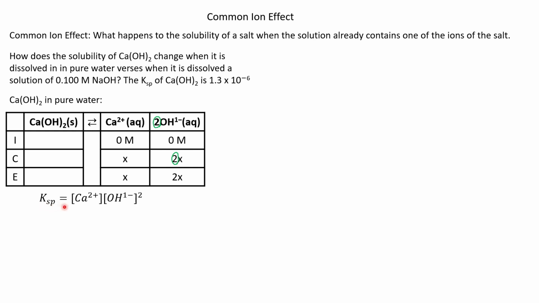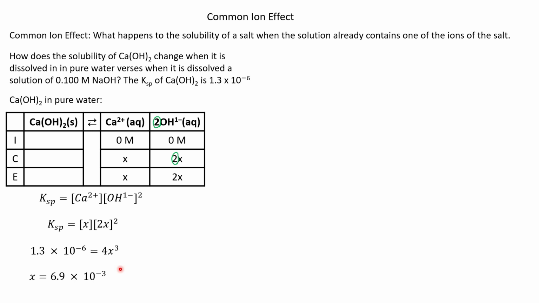So our Ksp expression is just our calcium ion times our hydroxide ion squared. Don't forget that squared. Remember, you have a 2 in front of this hydroxide. Let's plug in these values here, and we're going to get x times 2x squared. We know our Ksp value. It's given right here. So plugging in our Ksp, that's going to be 4x cubed. So our solubility, or our value for x, is 6.9 times 10 to the negative third. All right, so that is our solubility in pure water.